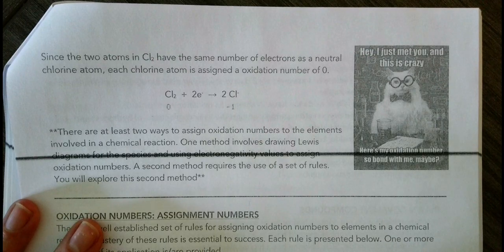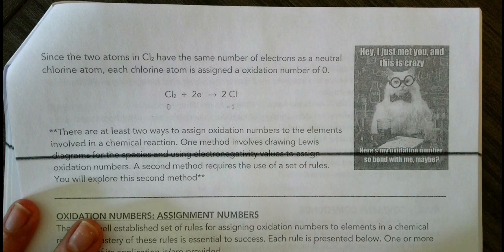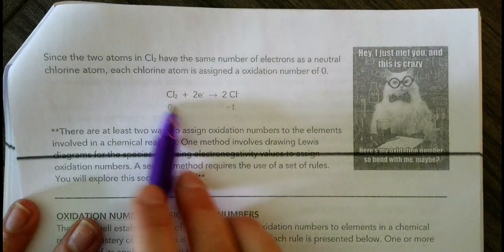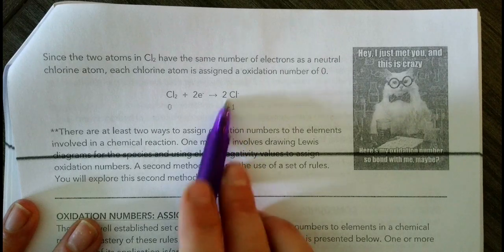So since two atoms in chlorine have the same number of electrons as a neutral chlorine atom, each chlorine atom is assigned an oxidation number of 0. So you have chlorine here being a 0. These are your oxidation numbers. Chlorine minus is 1 minus.